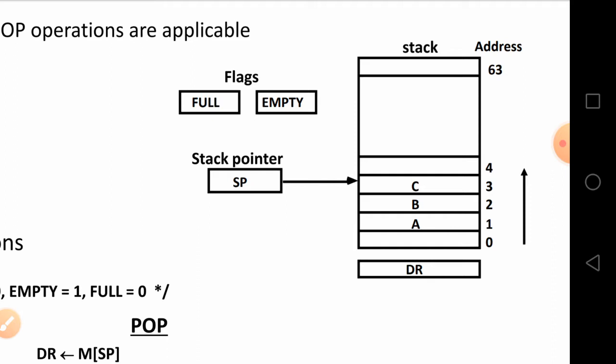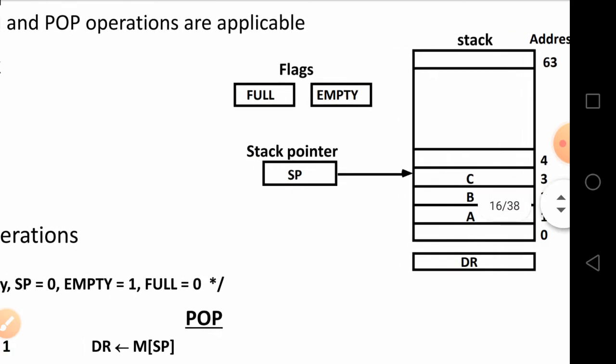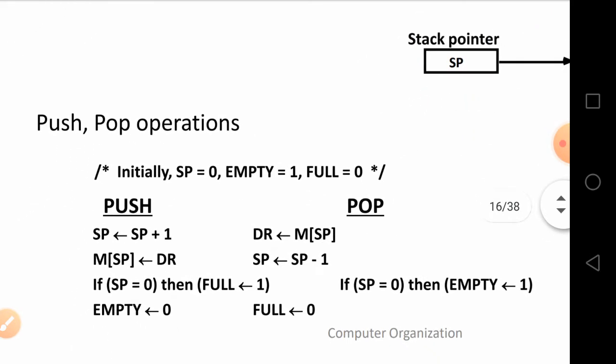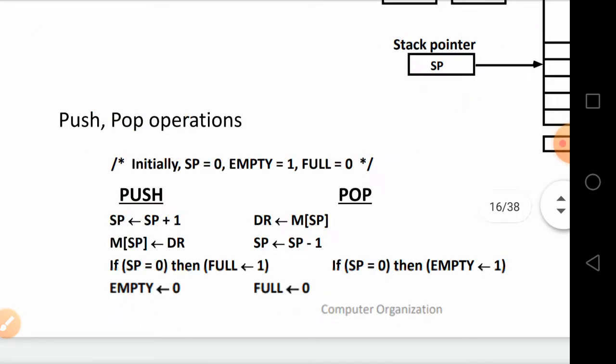So this is called the stack pointer. I have already stored the three data A, B, C, and so the stack pointer is at the place of 3. And how can you send the data in the stack? By using two operations. One is called push, the next one is called pop.